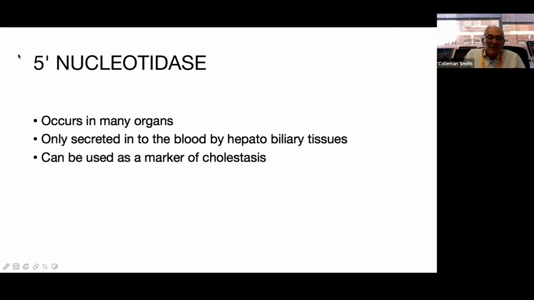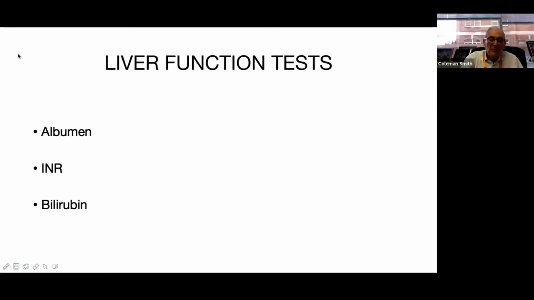The advantage of this is that it's only secreted into the blood by hepatobiliary tissue, even though it's present in many tissues. So in other words, if you do have a raised 5' nucleotidase, it's coming from the liver or the bile ducts. And once again, you can use that as a marker of cholestasis, as with GGT, to demonstrate that alkaline phosphatase is in fact of biliary origin. Not used very much at all.